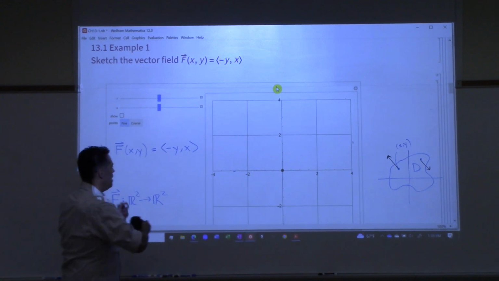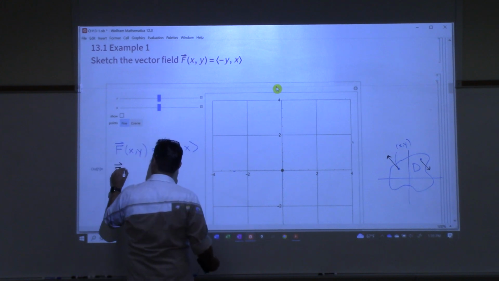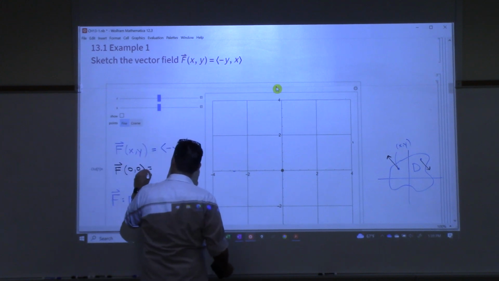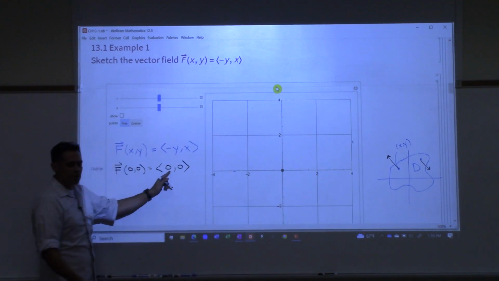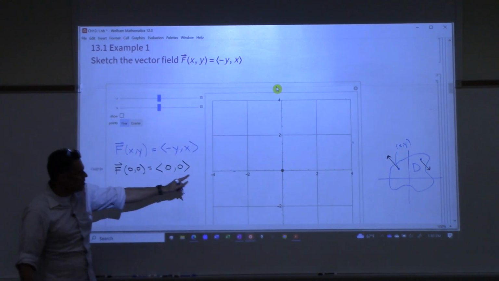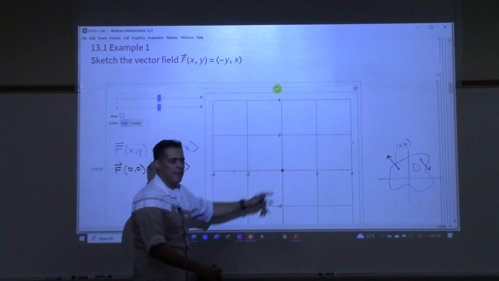So what would happen at 0, 0? Let's see, what happens if you take the origin and plug it in? You get 0, 0, right? You get the zero vector, right? And the 0 vector, you can see I have it right here. There it is. There's the 0 vector.